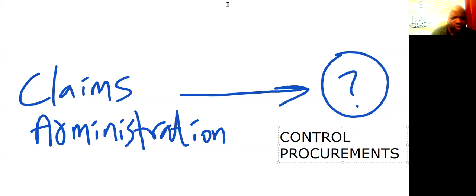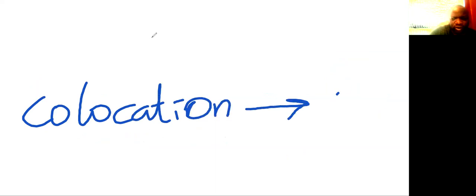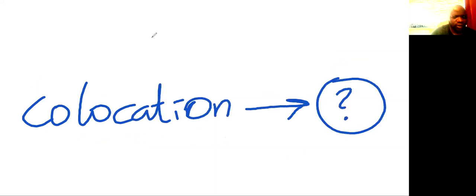The next one that I have for you is from the most talked about process group on the exam, or should I say the process group of greatest concentration. It is none other than colocation. Colocation is a tool and technique of which one? 5, 4, 3, 2, and 1.